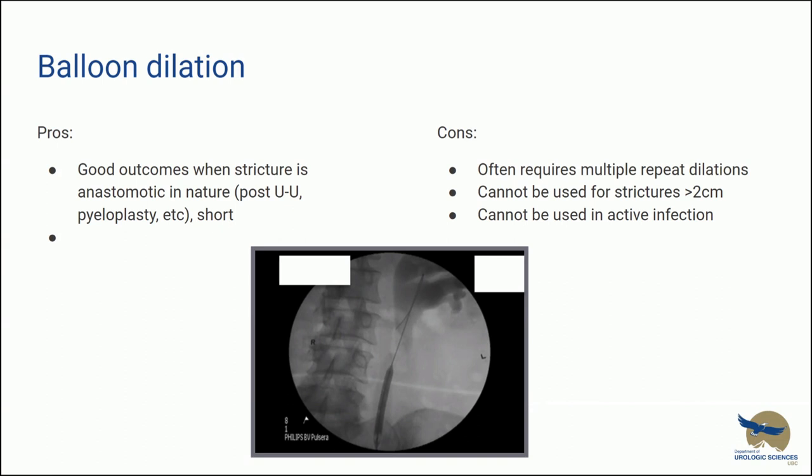Ureteroscopy as well as pyeloplasty are good candidates for balloon dilation, but it often requires multiple repeat dilations, and you cannot use them in active infection.